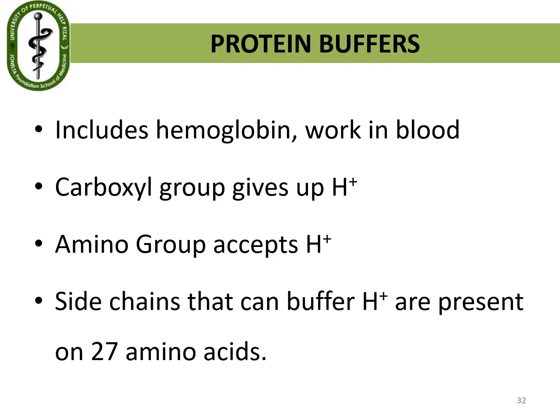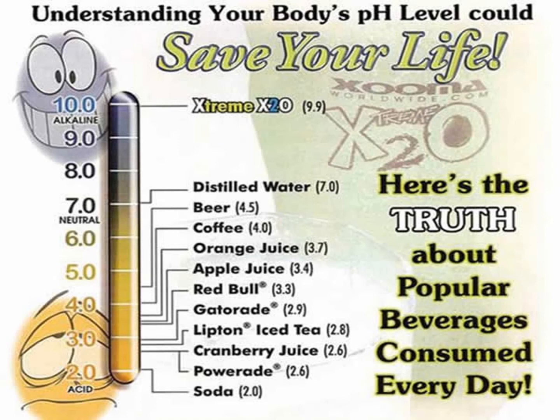For the protein buffers, it includes hemoglobin, and this buffer works in the blood. The carboxyl group gives up hydrogen ion, and the amino group accepts hydrogen ion. That's how they either take it or give it away. The side chains that can buffer hydrogen are present on 27 amino acids of your protein buffers and your hemoglobin. So this is just a trivia.